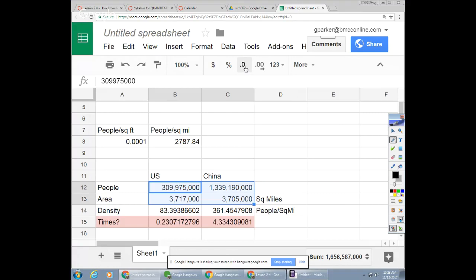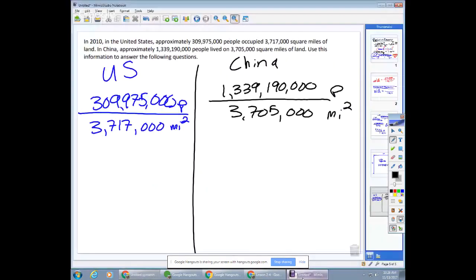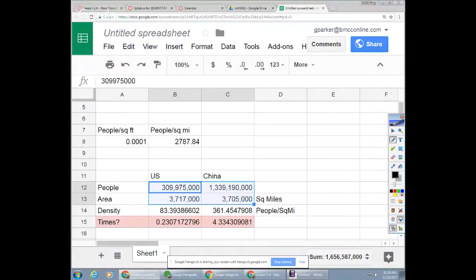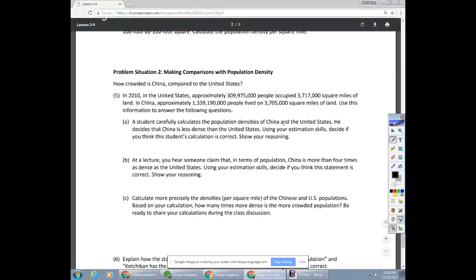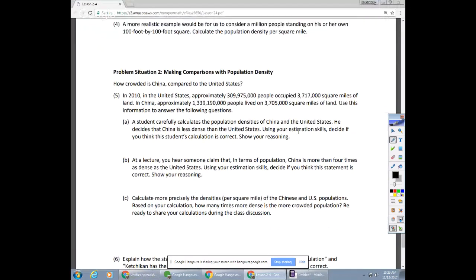Yeah, so for the first two parts, we're just guessing. For me to help guess, it helped that I wrote down these fractions so I could see what they looked like. Now, I don't know what they come out to yet, but I can see the denominators are pretty close, but the numerators, China's got way more people, even though it has about the same area as the US. So just estimating, I think that person is wrong, and writing down those fractions is one way to talk about it.